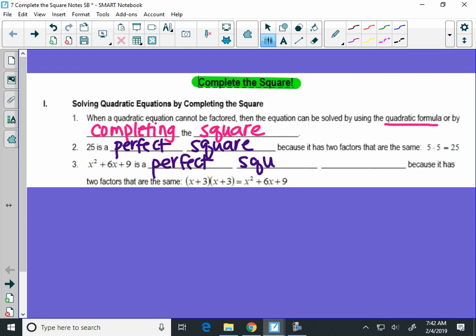trinomial. Now, it's a trinomial because there are three terms, 1, 2, 3, in the polynomial. And it's a perfect square because when we factor it, it factors into x plus 3 times x plus 3, and each of those factors are the same.